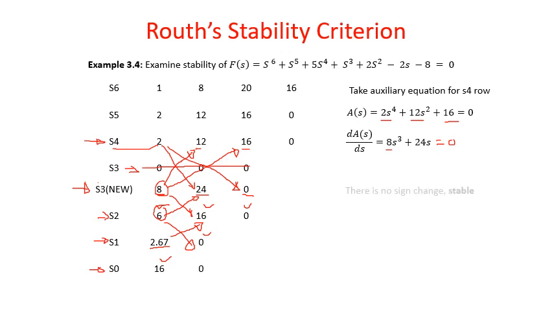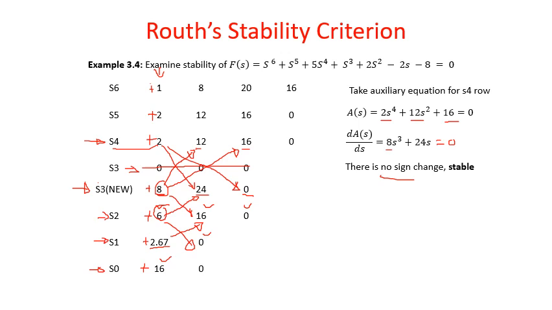Okay. Now next, here we can see all these values in the first column we have to observe. So this is a positive value. This is also positive. This is also positive. And here the new one is also positive. This is also positive, and here also it is positive. So no sign changes. Hence the system is stable.